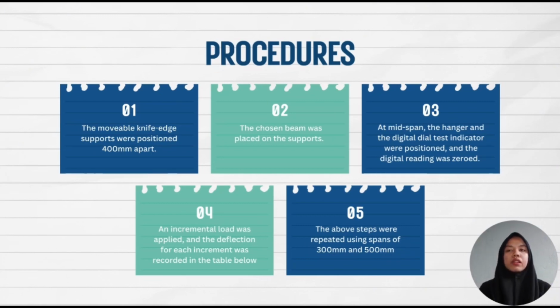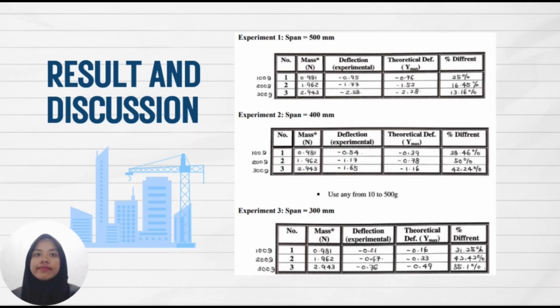Then an incremental load was applied and the deflection for each increment was recorded in the table. Lastly, the above steps were repeated using spans of 300 mm and 500 mm. For results and discussions, in a span deflection lab with T-frame loads of 0.981 Newton, 1.962 Newton and 2.943 Newton and varying spans of 500 mm, 400 mm and 300 mm, 3 experiments were conducted.